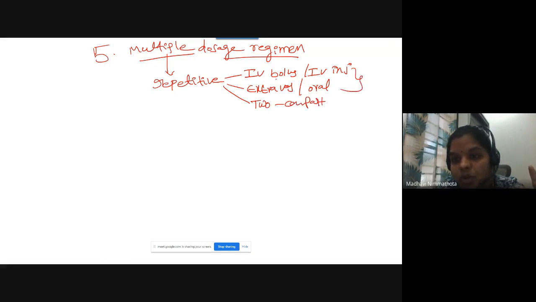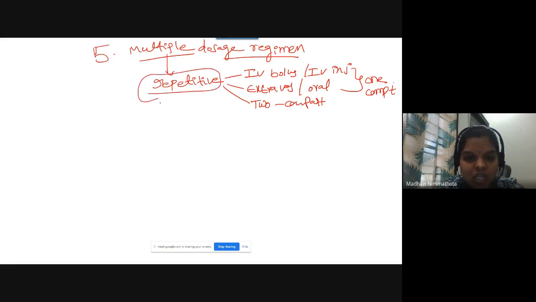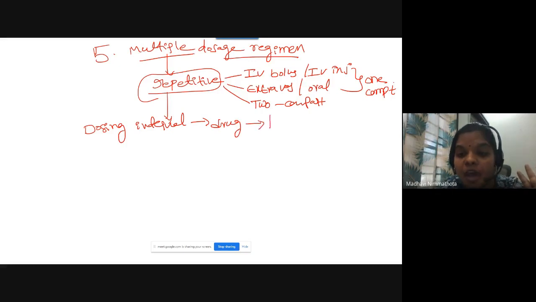These IV bolus or IV injection or extravascular or oral administration will come under the one compartmental open model. So we are taking a drug which follows the one compartment open model, through these routes of administration, repeatedly. When we are taking repeated administration, your dosing intervals of the drug may be dependent upon the biological half-life of the drug.